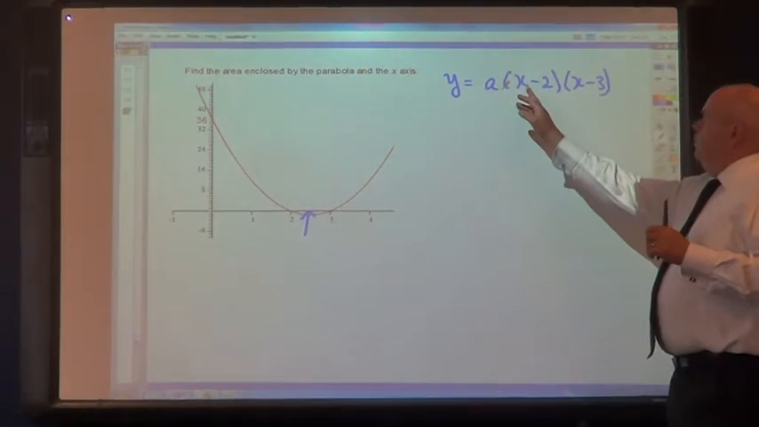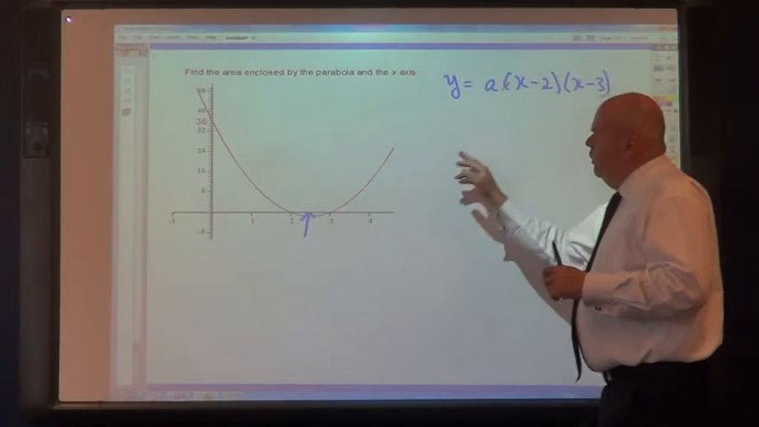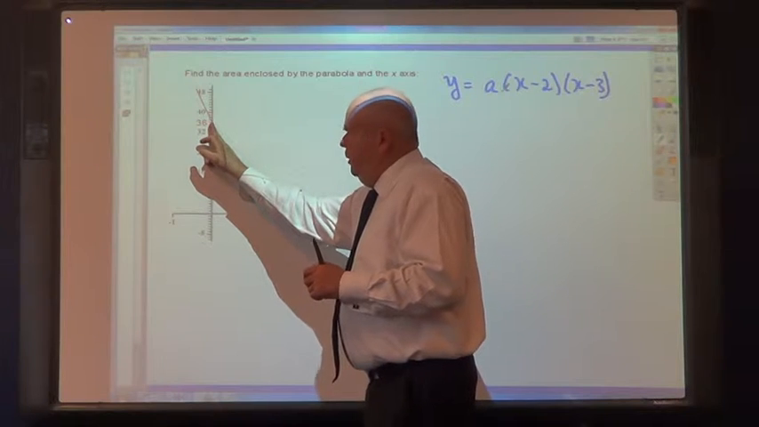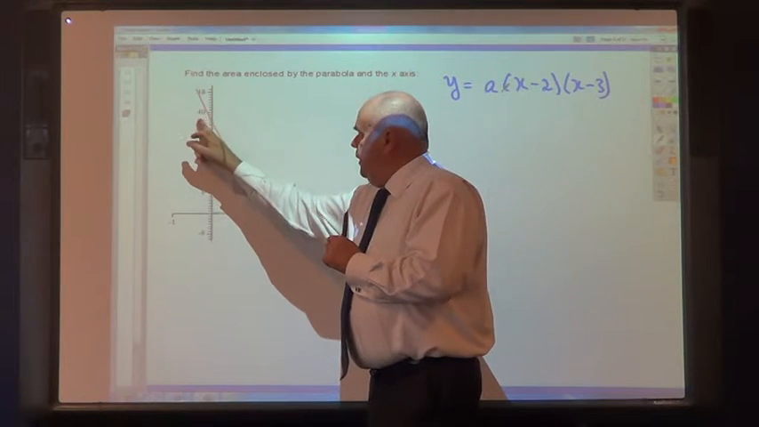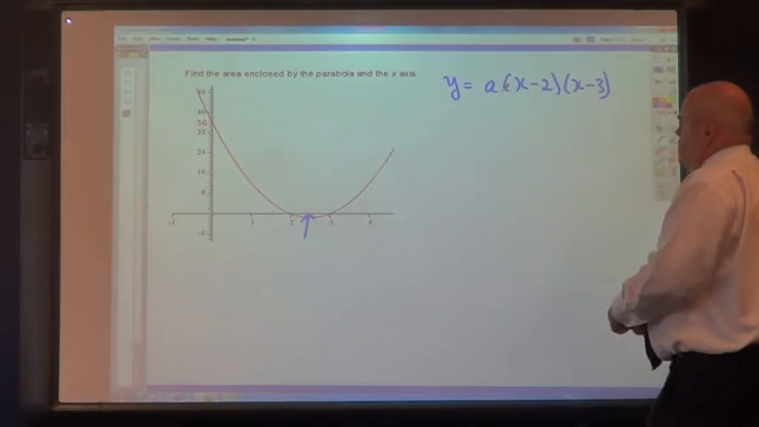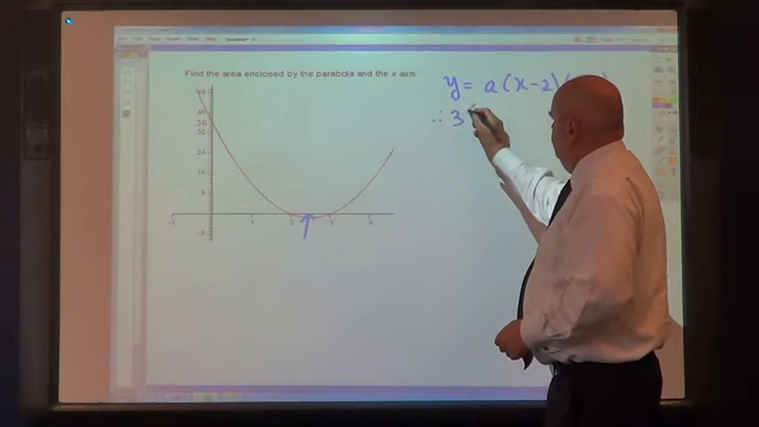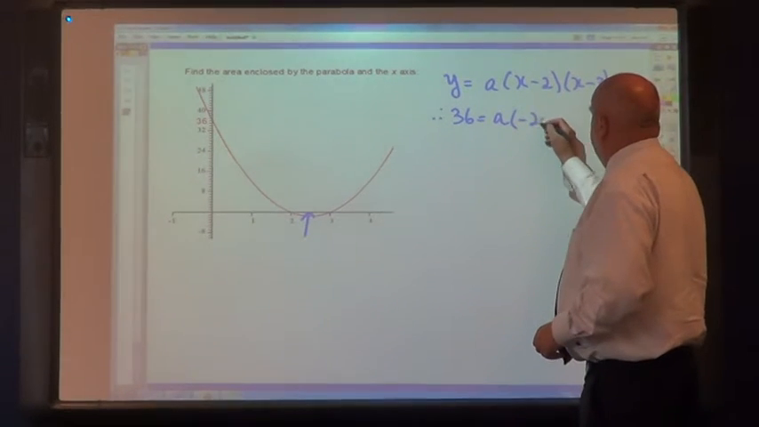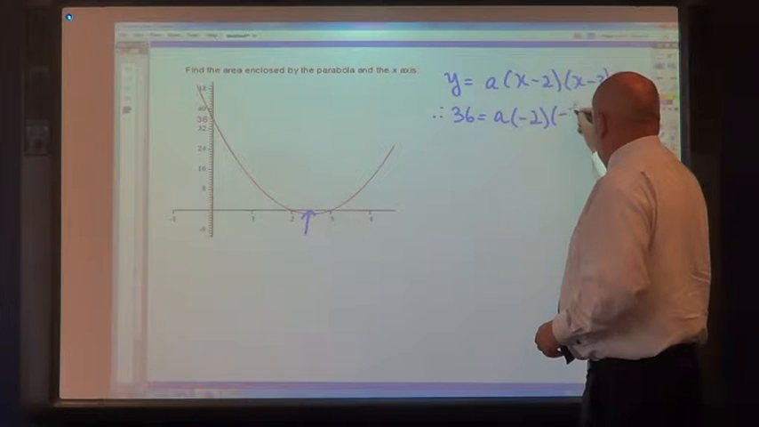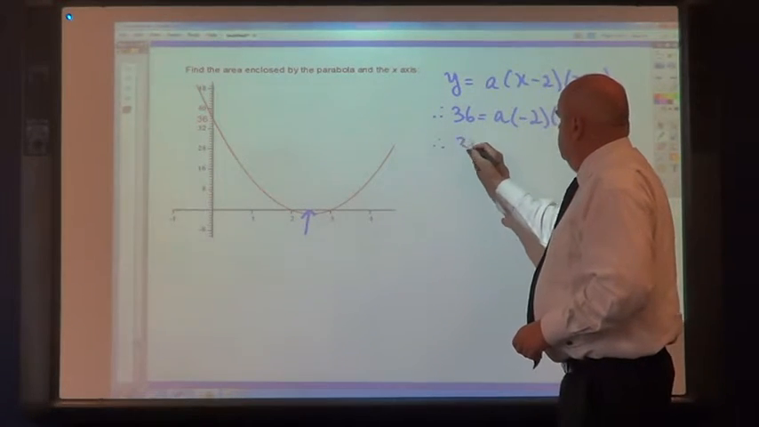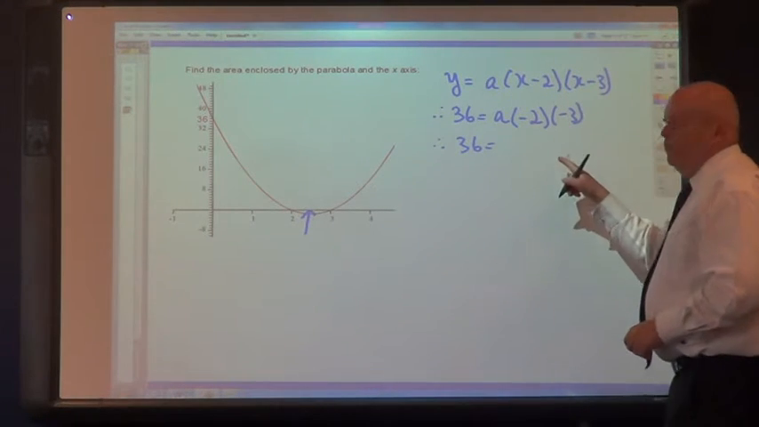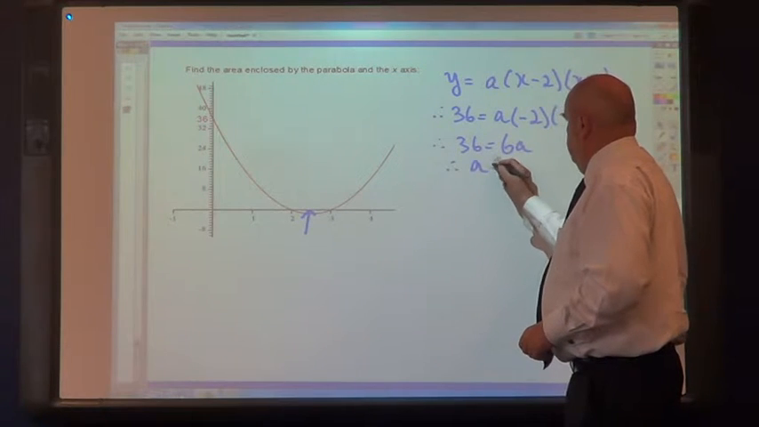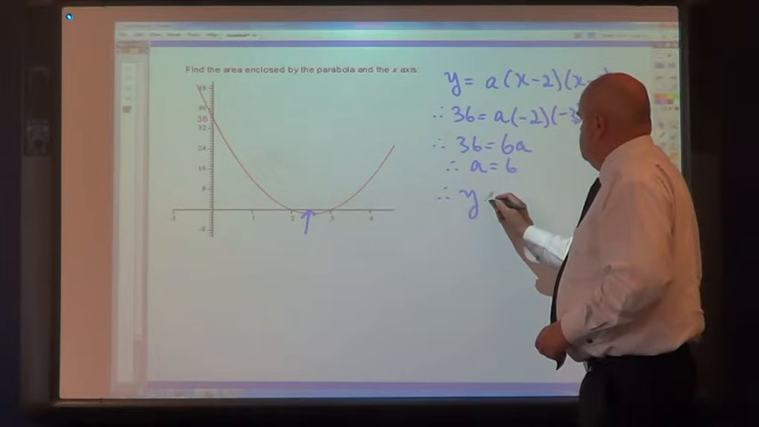The good news is that we follow the same procedure as before. When x is 0, we know what the value of y is. It is the y-intercept. Here, I put it in red, it's 36. So 36 is equal to a times (0 - 2)(0 - 3). So 36 is equal to -2 times -3 which is 6, and 6 times a is 6a, therefore a equals 6. So our equation turns out to be this.